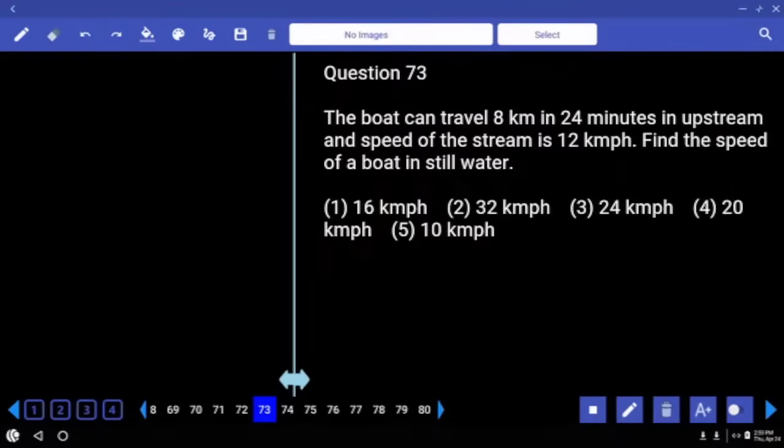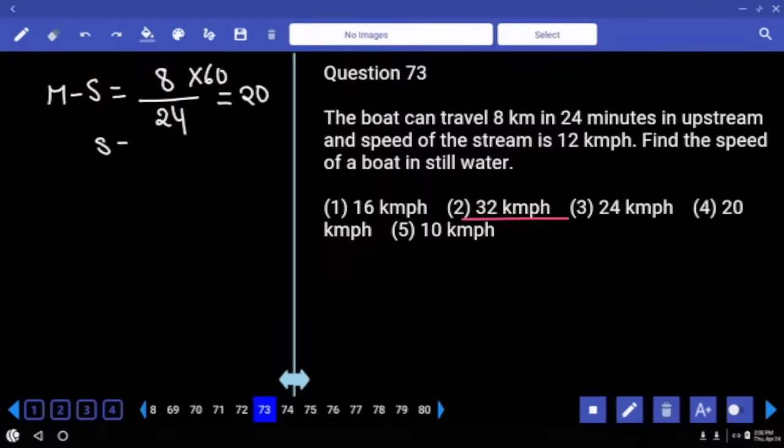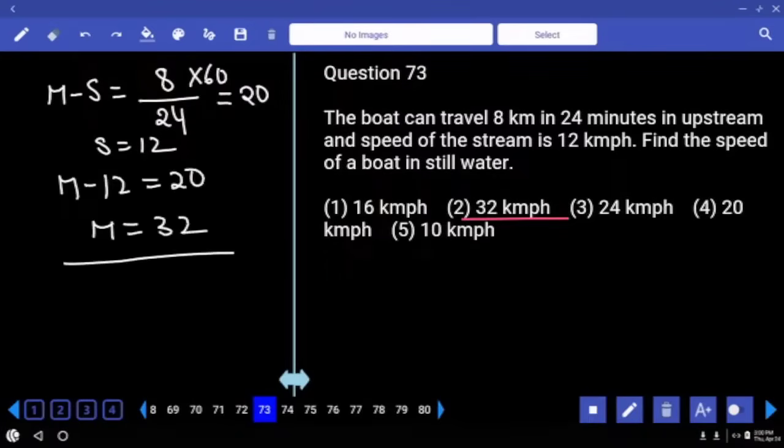Speed of the boat in still water. Upstream speed, M minus S, is equal to distance by time. Distance is 8. Time is 24 minutes, converted to hours by dividing by 60. This is equal to 20. S is equal to 12. M minus 12 is 20. M is equal to 32.